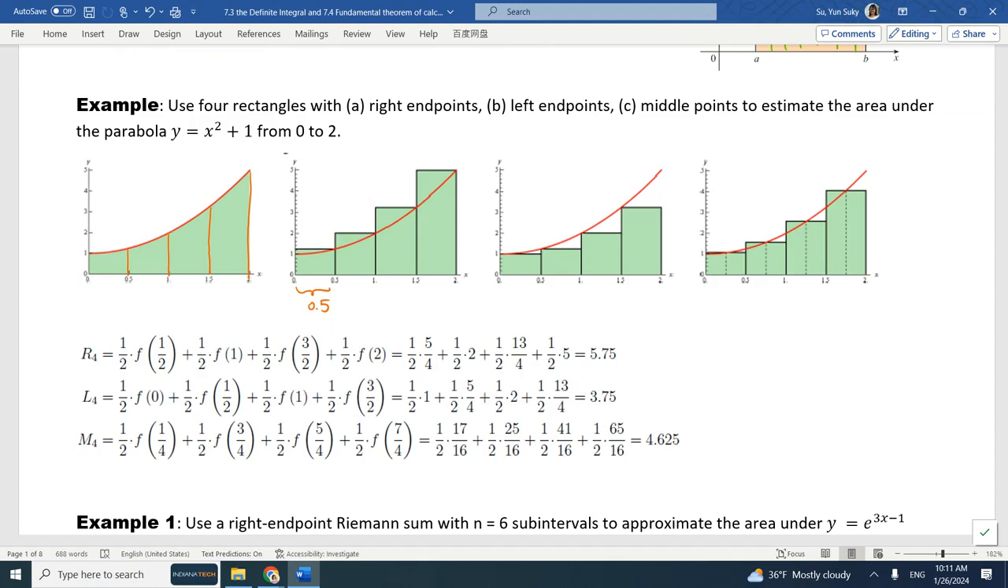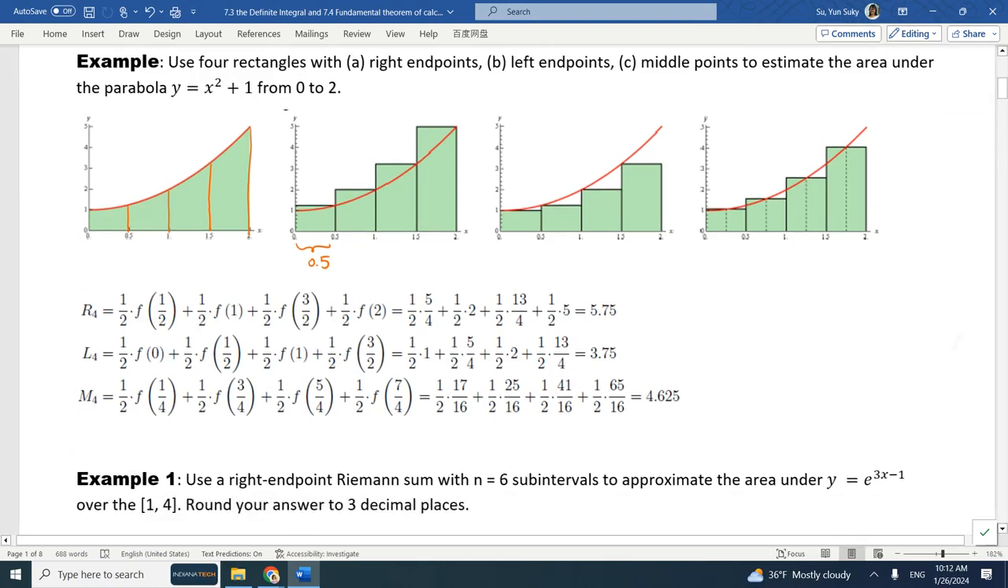Okay, so part C. Use the midpoint, the middle point to estimate. Do you see the first rectangle? The width is always 0.5, but you use the midpoint. What's the midpoint? 0.25. Yeah, so this is f of 0.25, and this is 0.75, right? So f of 0.75 here, 1.25, right? So the height is f of 1.25. Here, 1.75. So f of 1.75. So now we compute the area. We get 4.625. I would say the actual area will be closest to the 4.625. Okay, everybody? All right. So that is this example.